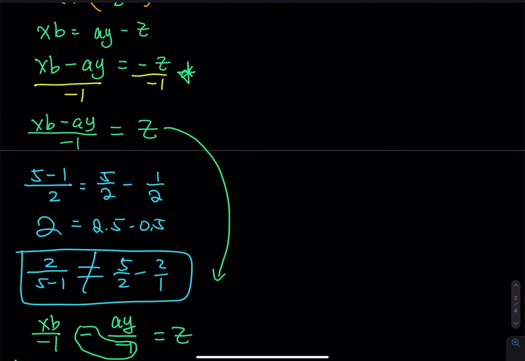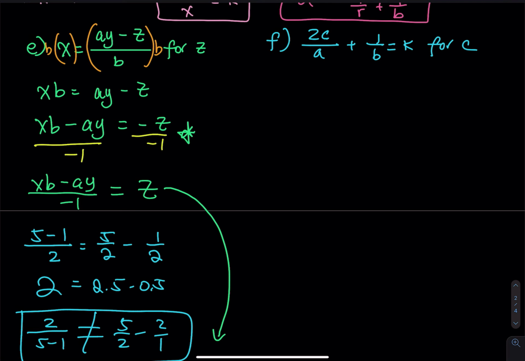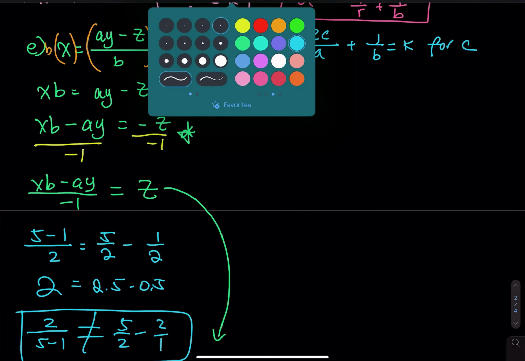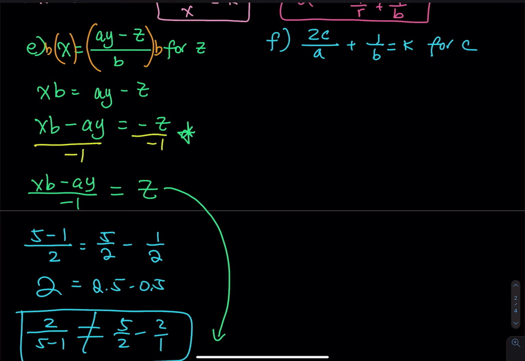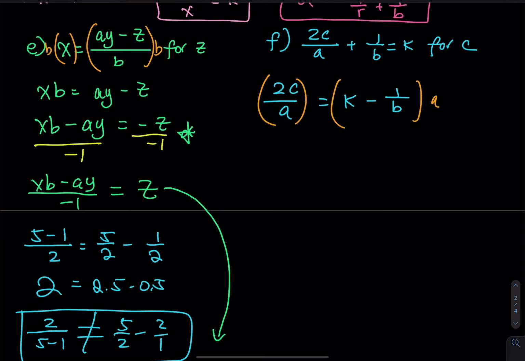All right, so let's do the last one, the blue one. So we have to solve for c. Okay, so let's subtract 1 over b on both sides. So 2c divided by a equals k minus 1 over b. And then you need to multiply both sides by a. So multiply both sides by a. So this a and this a will be cancelled.